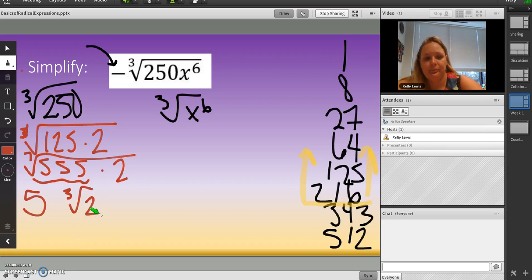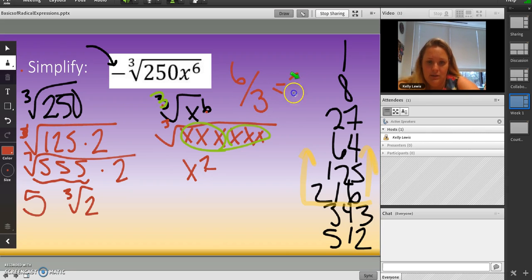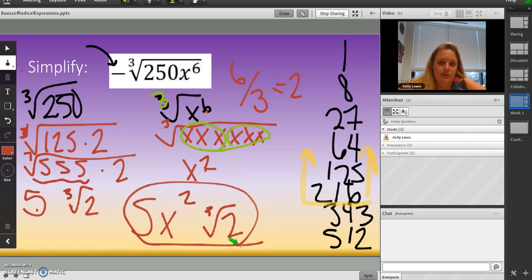Then x to the 6 is really 6 of them. I want groups of 3. 1, 2. There are 2 groups of 3, so I got x squared. Or you can think of it as 6 divided by that 3, which is 2. All right, so 5 and x squared on the outside. And then the cubed root of 2 is still there.